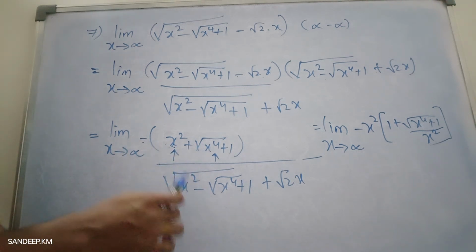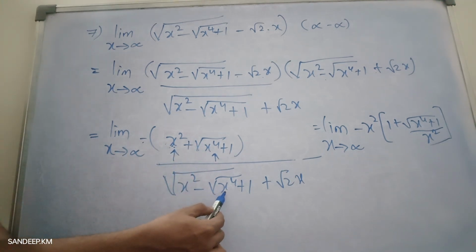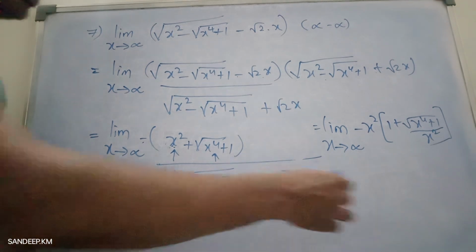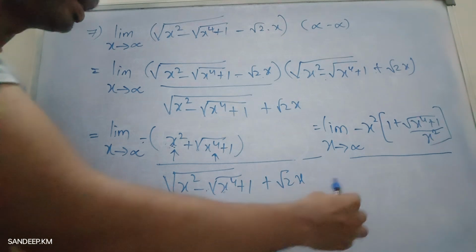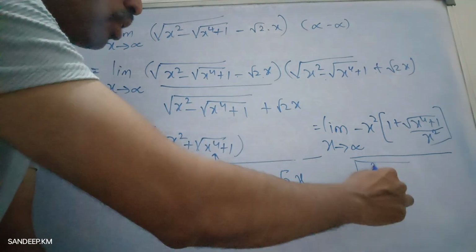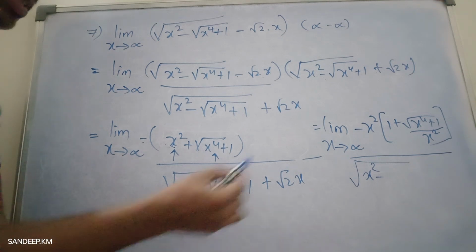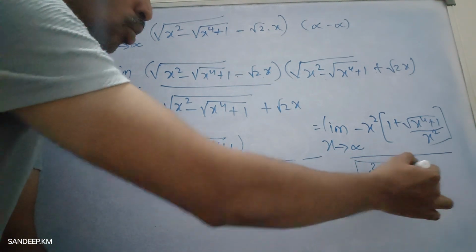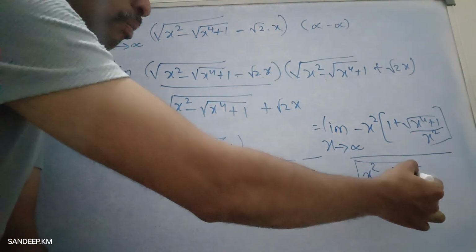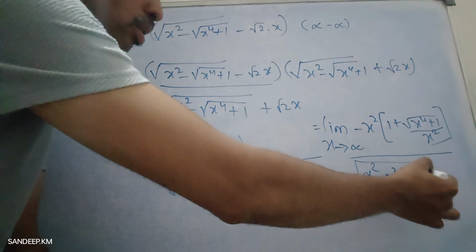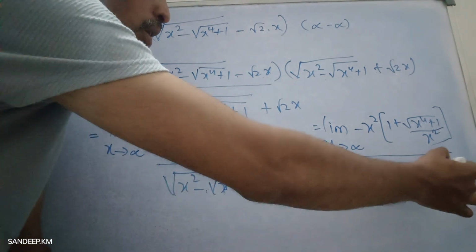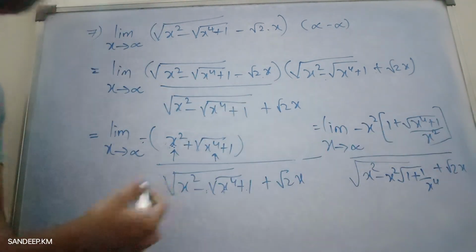Okay. And inside this, let me take x power 4 common outside. Here I'll take x power 4 common outside. In the denominator, what we will get? Square root of x square minus. If x power 4 comes out of the root, it becomes x square. X square into root of x power 4 will become 1 plus 1 becomes 1 by x power 4 plus root 2x as it is.